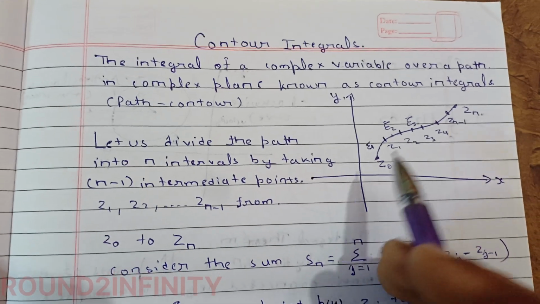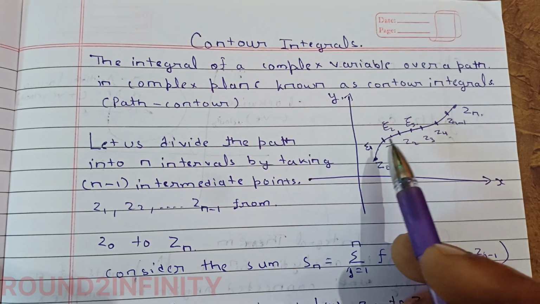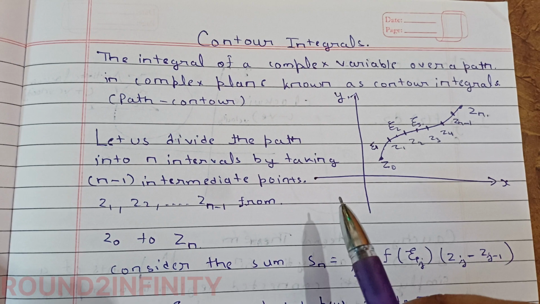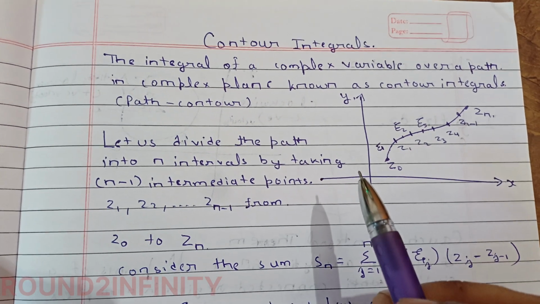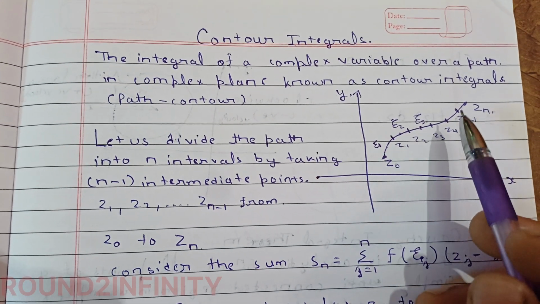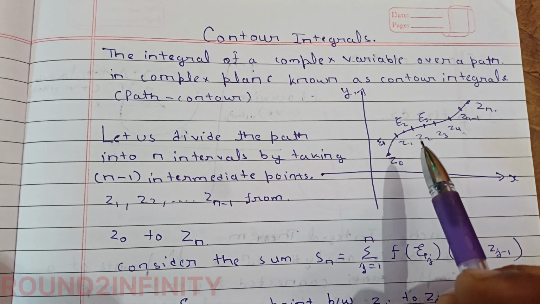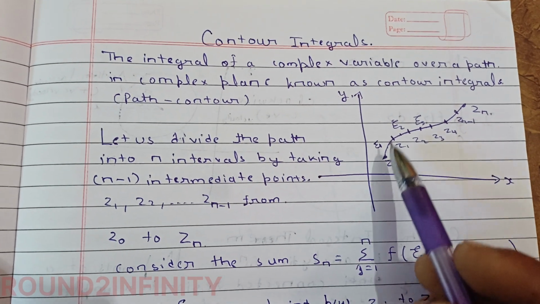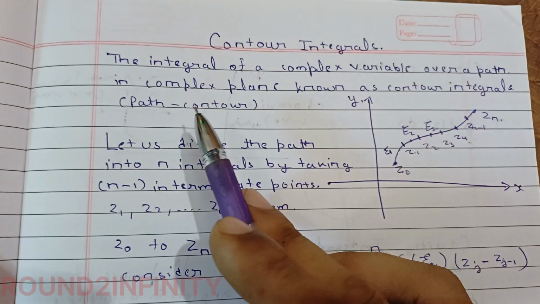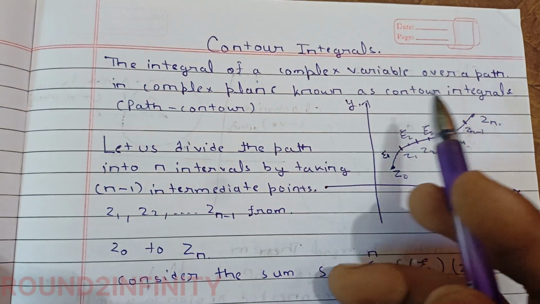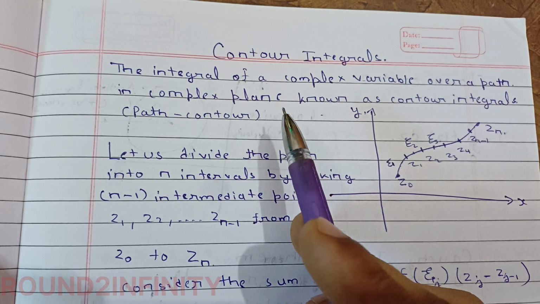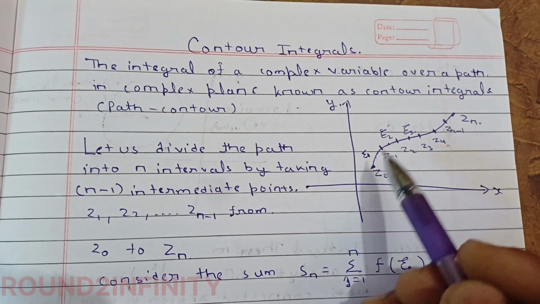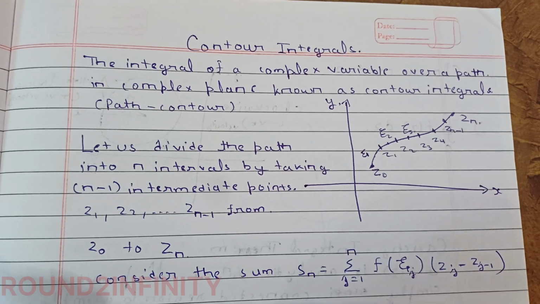But in the complex plane, a point is made up of two numbers, one real and one imaginary. So the path over which we need to integrate, formed by these complex numbers, is called a contour, because it forms a contour. So the integral of a complex variable over a path in the complex plane is known as a contour integral.